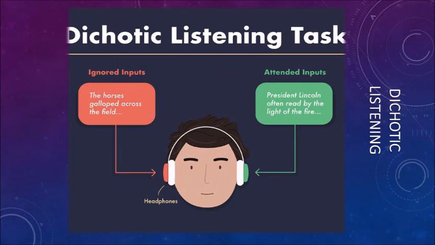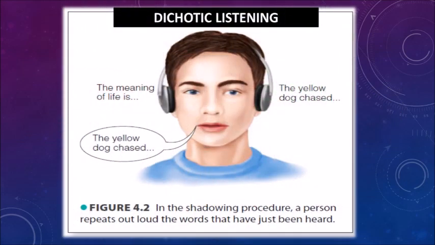Let us see another experiment that deals with verbal messages. In a dichotic listening experiment, different messages are presented to the two ears of the participants. They are instructed to pay attention to the message presented to one ear, that is the attended message, repeating it out loud as they are hearing it, and to ignore the message presented to the other ear, that is unattended message. The process of repeating the attended message loud is called shadowing.